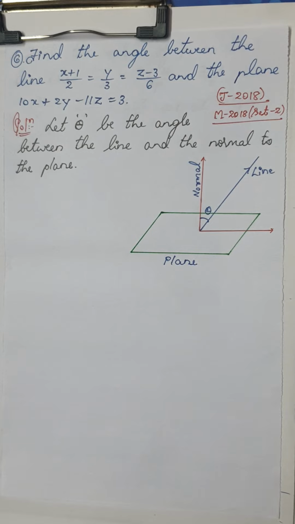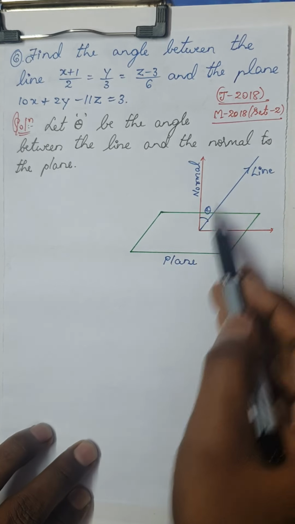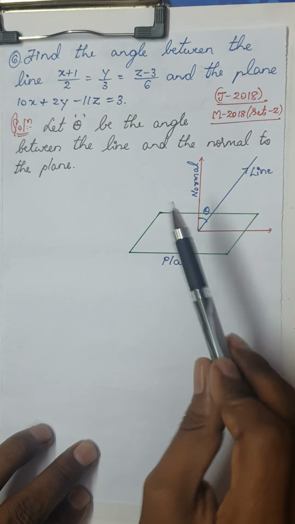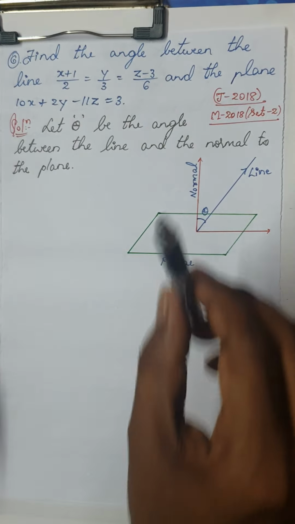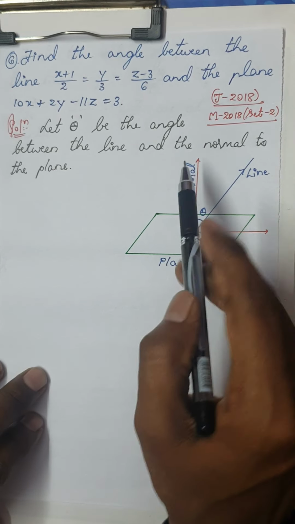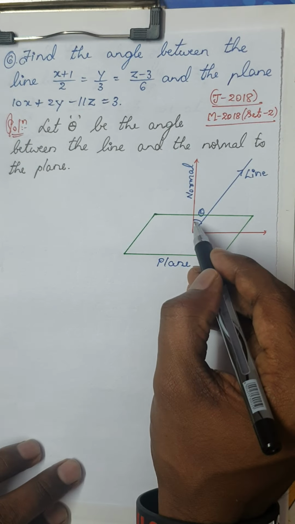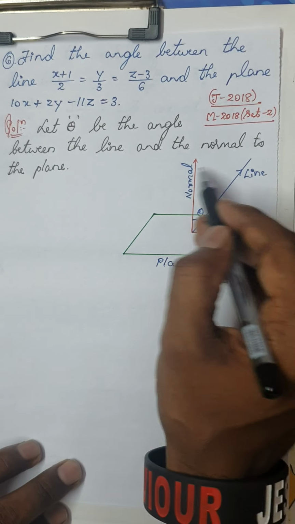Okay students, let me explain and solve, because you might have a doubt. Let theta be the angle between the line and the normal to the plane. Remember, if this sheet is a plane, then the normal would be perpendicular to it. So I have a plane here and a normal to it. Usually theta would be the angle between the line and the normal.